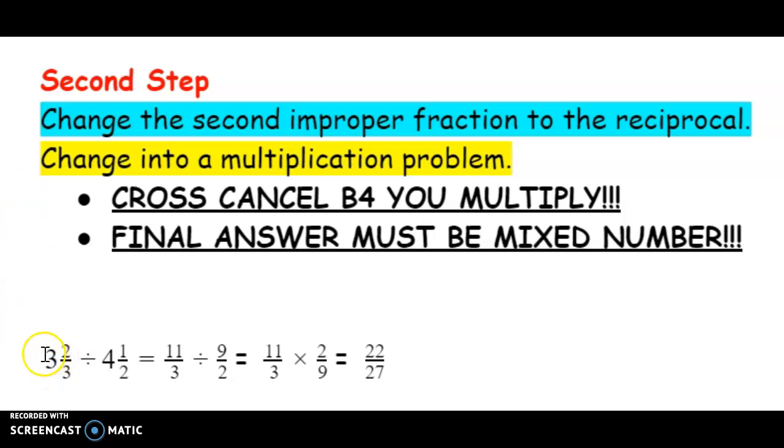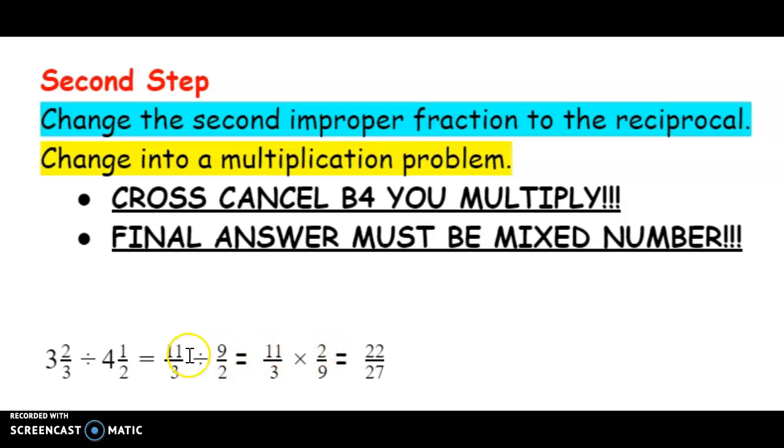In the first step, we changed 3 2/3 divided by 4 1/2, and we got 11/3 divided by 9/2. Now we're on the second step, which is right here. It asked us to change the second improper fraction to the reciprocal. 9/2 became 2/9. In the second step, we also need to change it into a multiplication problem. Right here, we changed it to a multiplication problem.